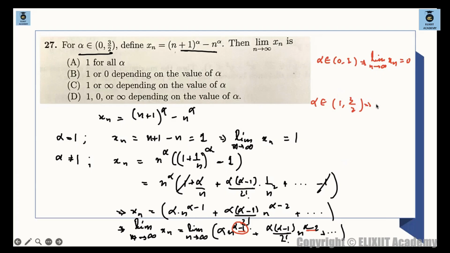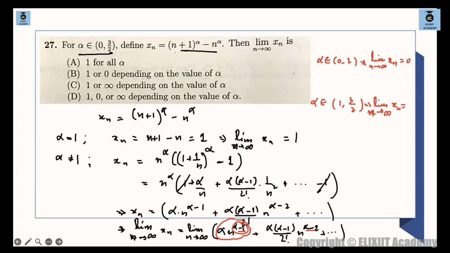Now coming to this part. If alpha belongs to 1 to 3 by 2, limit n tends to infinity, xn will be how much? Suppose I am taking, let's say, 1.2. So 1.2 minus 1, this quantity is still positive. Similarly, 1.2 minus 2, this quantity is negative, fine. But unfortunately, this quantity remains to be positive.